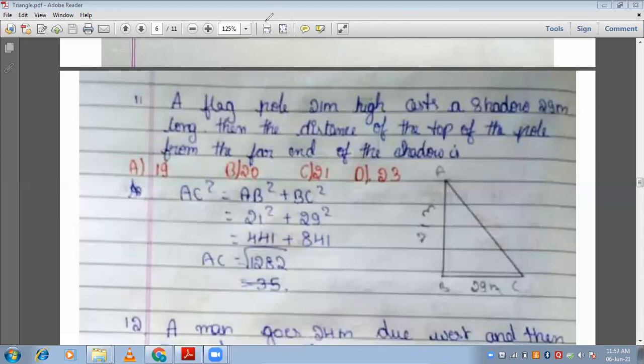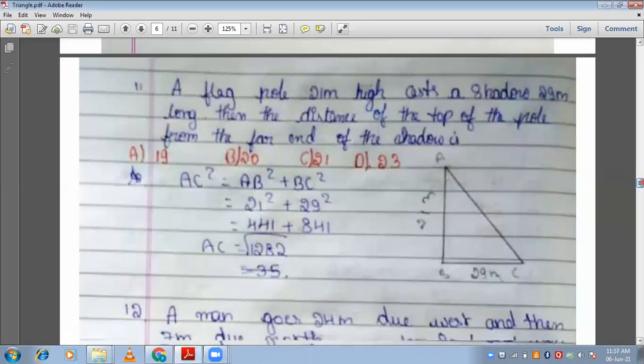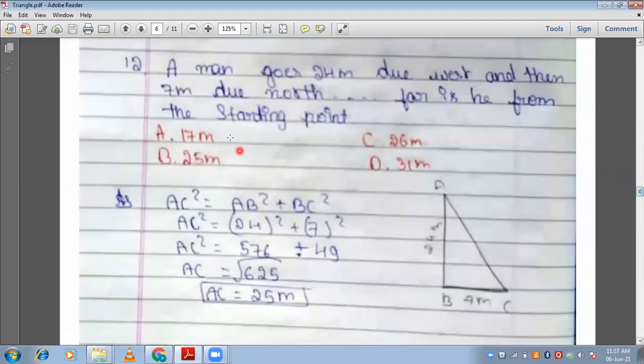Next question. A man goes 24 meter due west and then 7 meter due north. Find how far he is from the starting point.